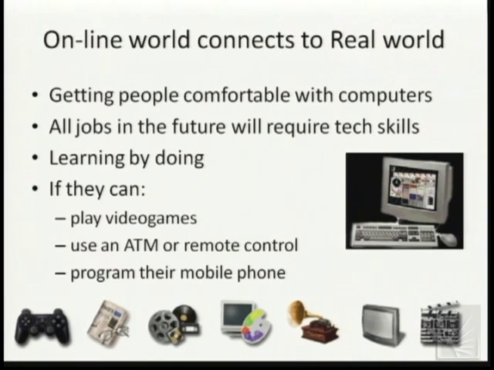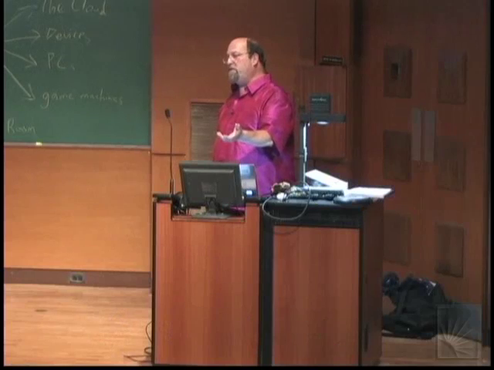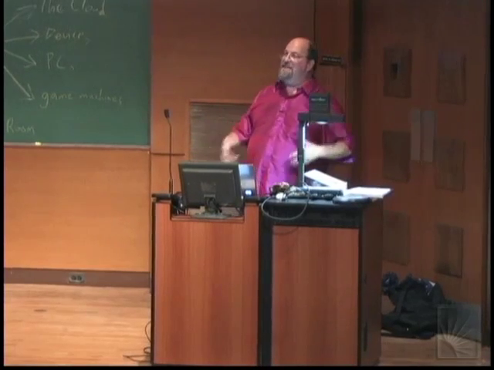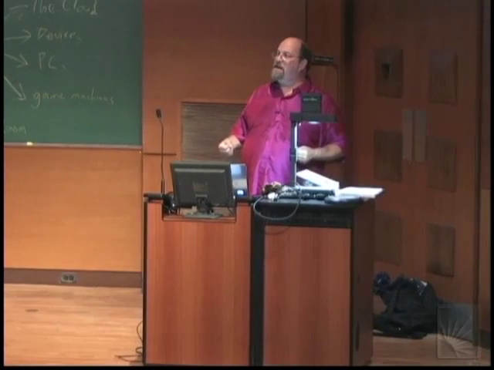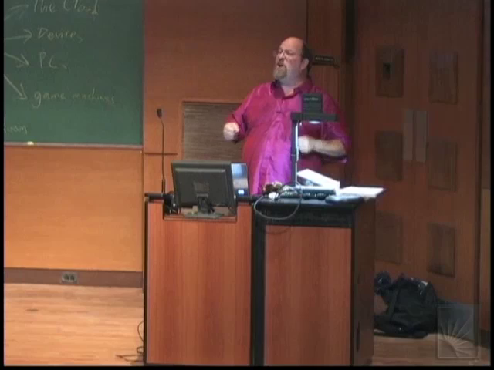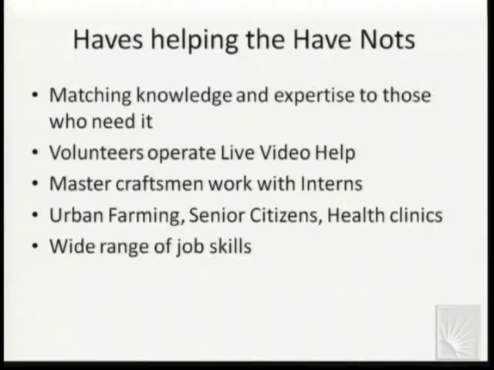If they can play video games, they can use an ATM machine. They can set up their portable devices. Why wouldn't they be able to learn computers, right? And the active agent here is social media. It's what puts people together. All software is about people, right? And we're going to match the haves and the have-nots.